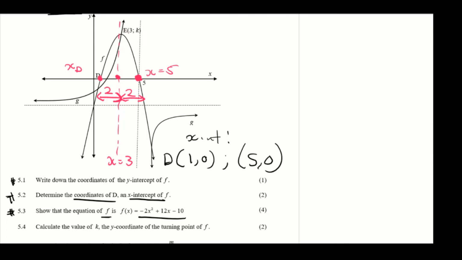So we have these two intercepts, and our f we were initially given as f of x is equal to ax squared plus bx minus 10. So having this information will help us to identify the equation of our parabola.